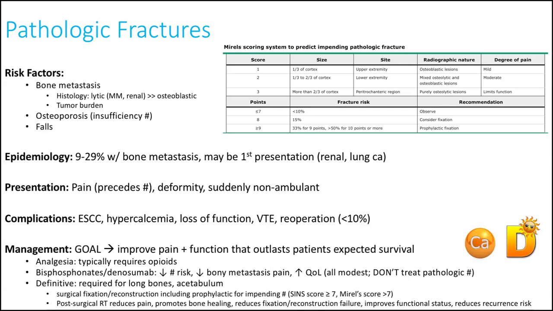Now, the definitive treatment for pathological fractures and impending ones is typically surgical fixation or reconstruction, depending on the site. And typically, after that, patients will also get radiotherapy as this reduces pain, promotes bone healing, decreases the risk of operation due to fixation or reconstruction failure, and improves the patient's functional status.